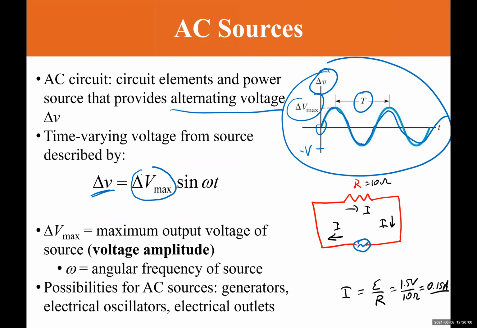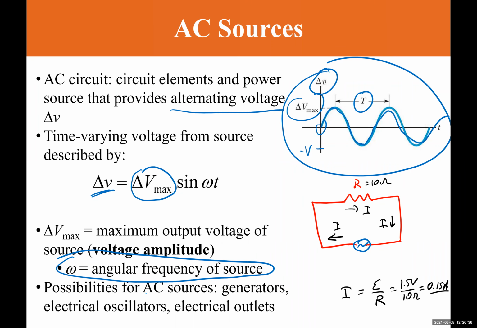That's basically the maximum current, sometimes known as a peak current, peak voltage, times sine of omega t. Remember, this omega t is the angular frequency, and we're going to see that angular frequency can be represented a couple of different ways. But a lot of times, what we have here is this delta V, either known as a peak voltage or a voltage amplitude.